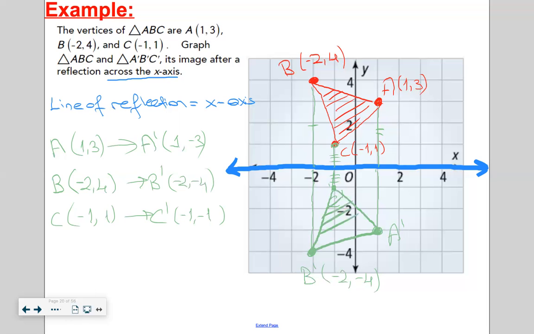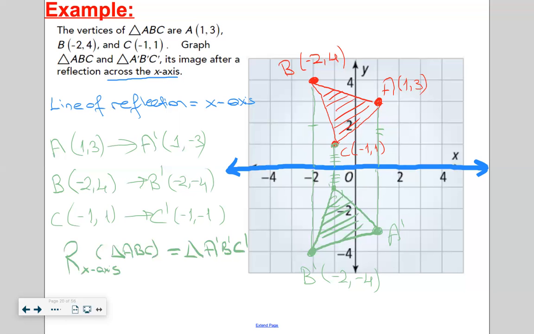This is your image. How can you describe your reflection by using the general rule, where the x-axis is going to apply to triangle ABC, and then we got A prime, B prime, and C prime.